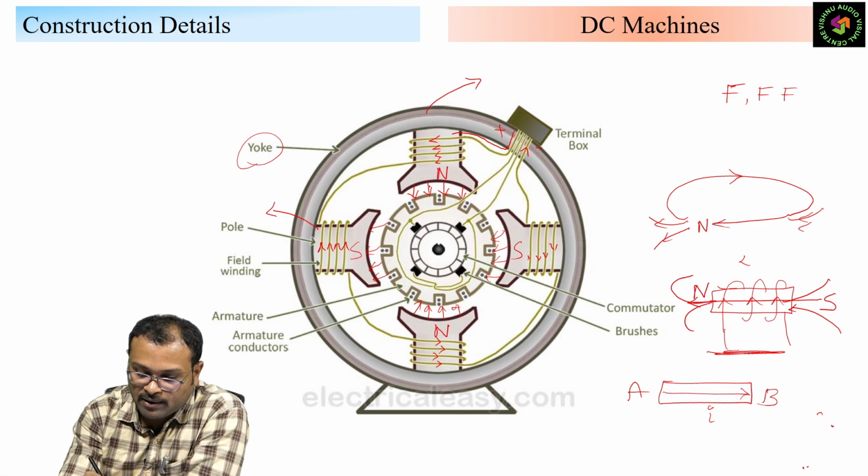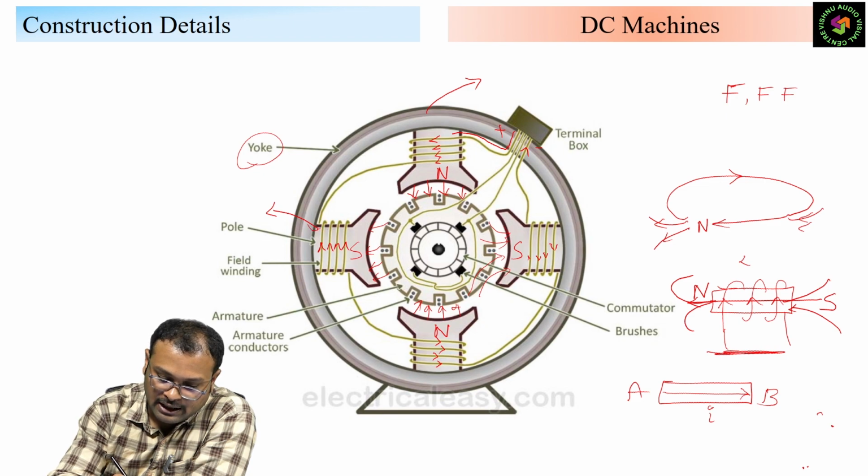So here also, flux will come from here. So this is going to south. So two lines will go here. Sorry, this is actually drawn in reverse. So the south pole will take the flux. Whatever flux is coming, again it will go through this yoke.